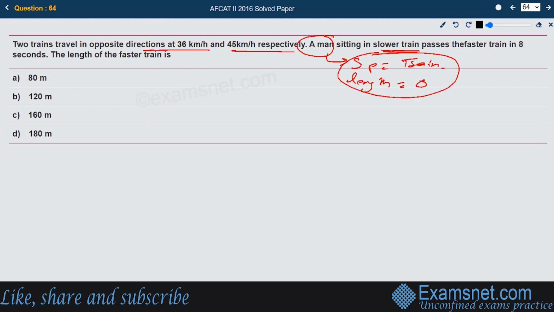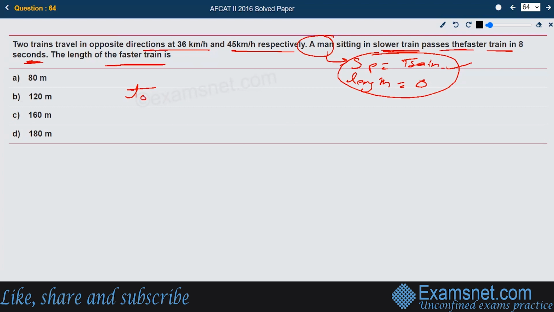Speed of this man will be the speed of the train in which he is sitting already, and the length of this man will be taken as 0, because his length as compared to the length of the train is negligible. Passes the faster train in 8 seconds. The length of the faster train is what we need to find. Whenever two objects are crossing each other in opposite direction, we can use the formula for time to cross for two objects traveling in opposite direction.